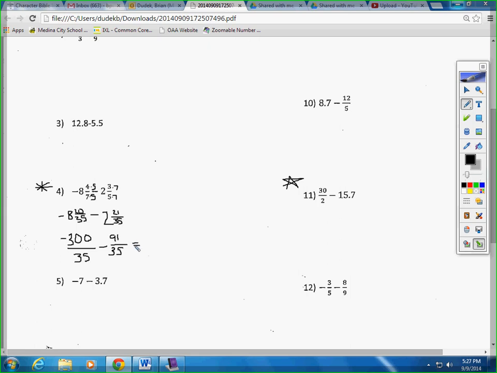So let's finish this baby off. Negative 300 minus 91 should give us negative 391. And our denominator stays the same. So it's over top of 35. And there we go, folks. Number 4 is complete. Now, maybe 11 you want to try on your own as well.